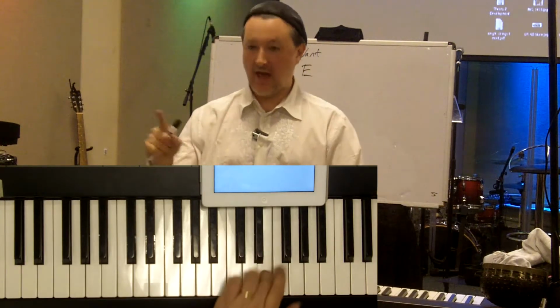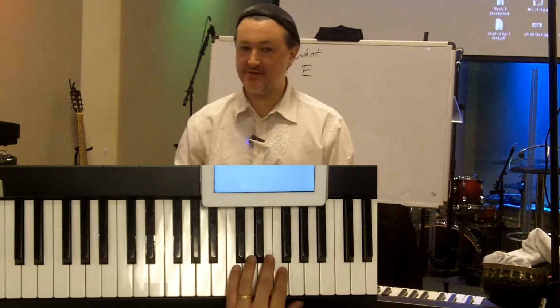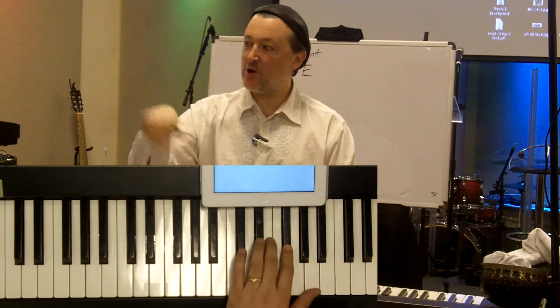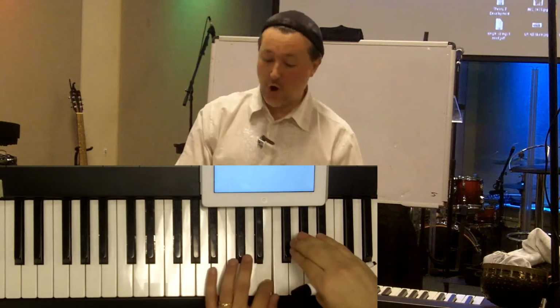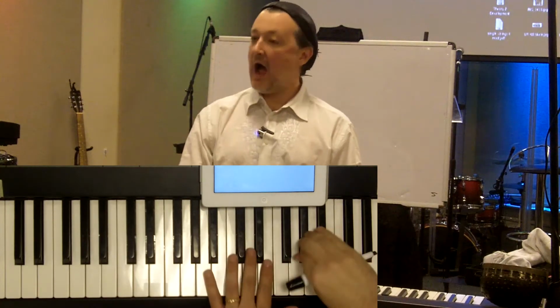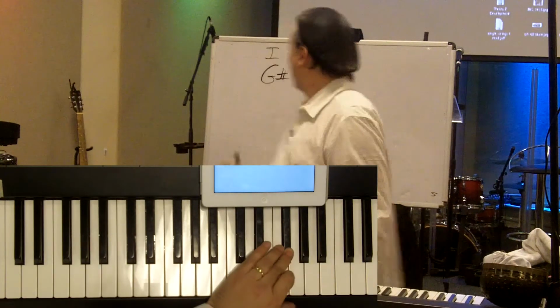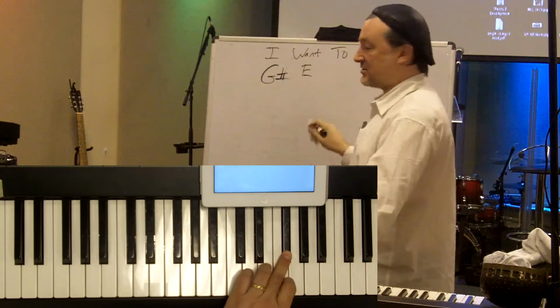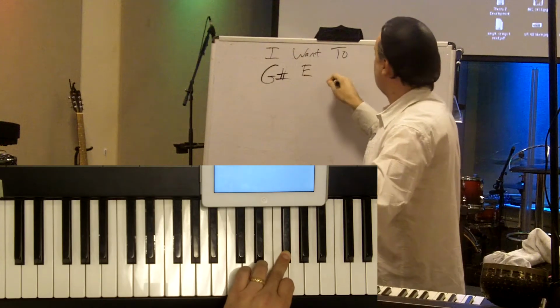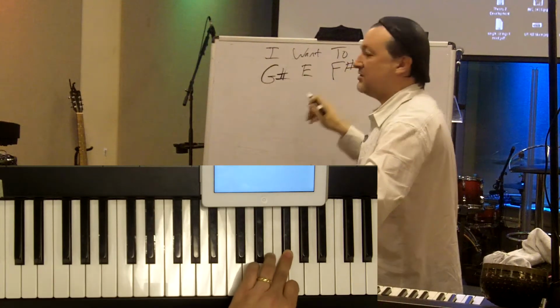Sing a half step with me. Half step. Sing whole step. Whole step. Now go back to I. I want to. Do it again. I want to. What's the note under "to"? Because it's a whole step above E. F sharp. F sharp.